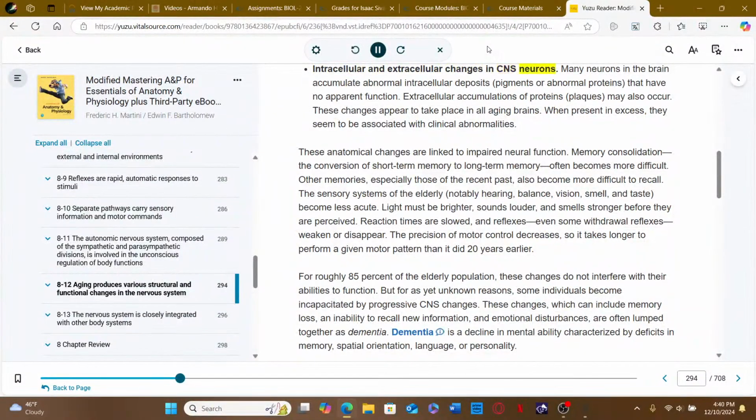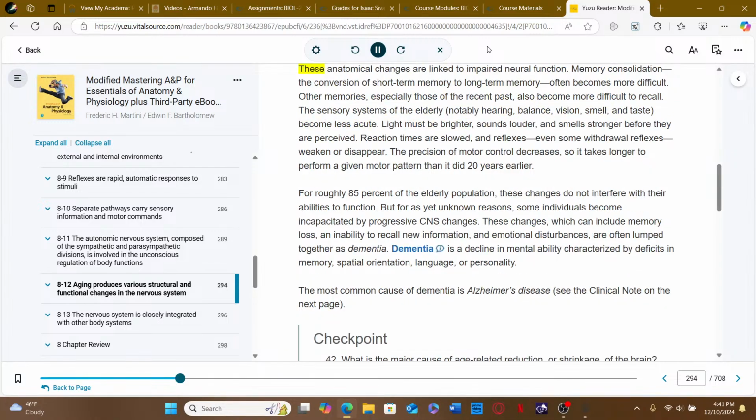Intracellular and extracellular changes in CNS neurons. Many neurons in the brain accumulate abnormal intracellular deposits, pigments or abnormal proteins, that have no apparent function. Extracellular accumulations of proteins, plaques, may also occur. These changes appear to take place in all aging brains. When present in excess, they seem to be associated with clinical abnormalities. These anatomical changes are linked to impaired neural function. Memory consolidation, the conversion of short-term memory to long-term memory, often becomes more difficult.